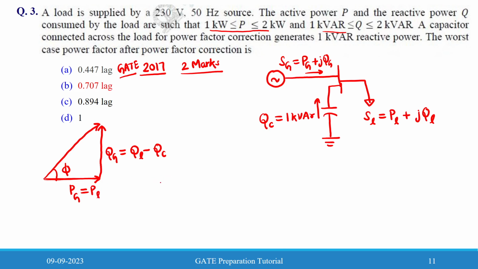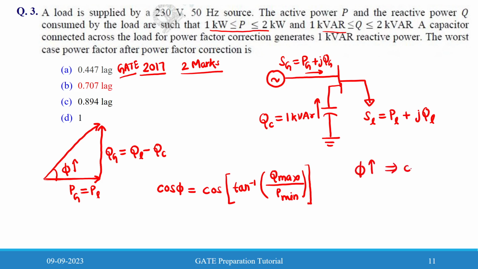So the cosine of the angle, the power factor, will be cos of tan inverse of Q max divided by P minimum. Why have I taken this Q max and P minimum? Because you need to find the worst power factor. Worst power factor means Q maximum will be high and P should be minimum, so that you get this angle phi much higher. If phi increases, then cos phi will decrease.